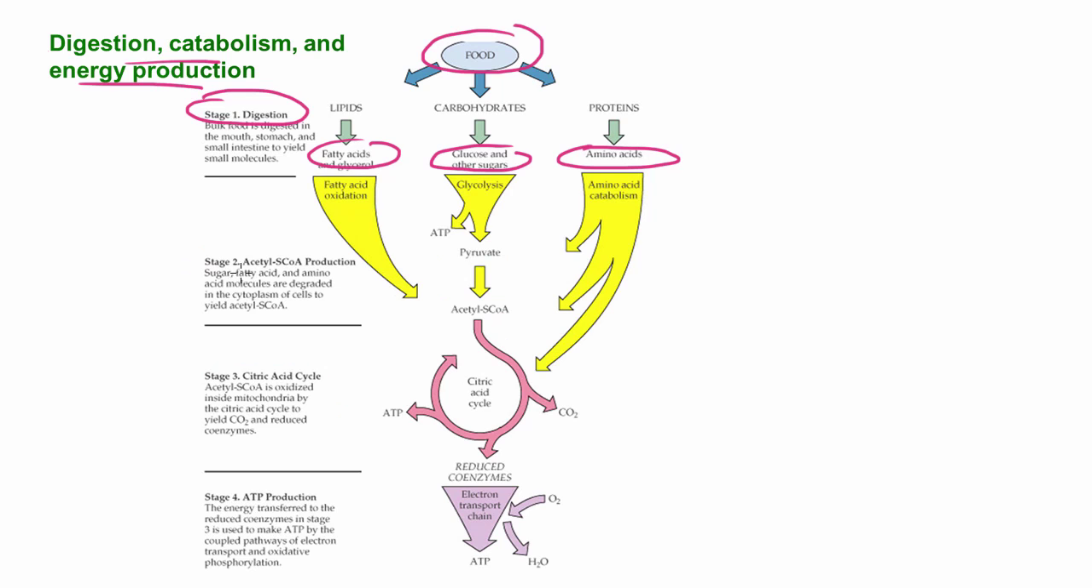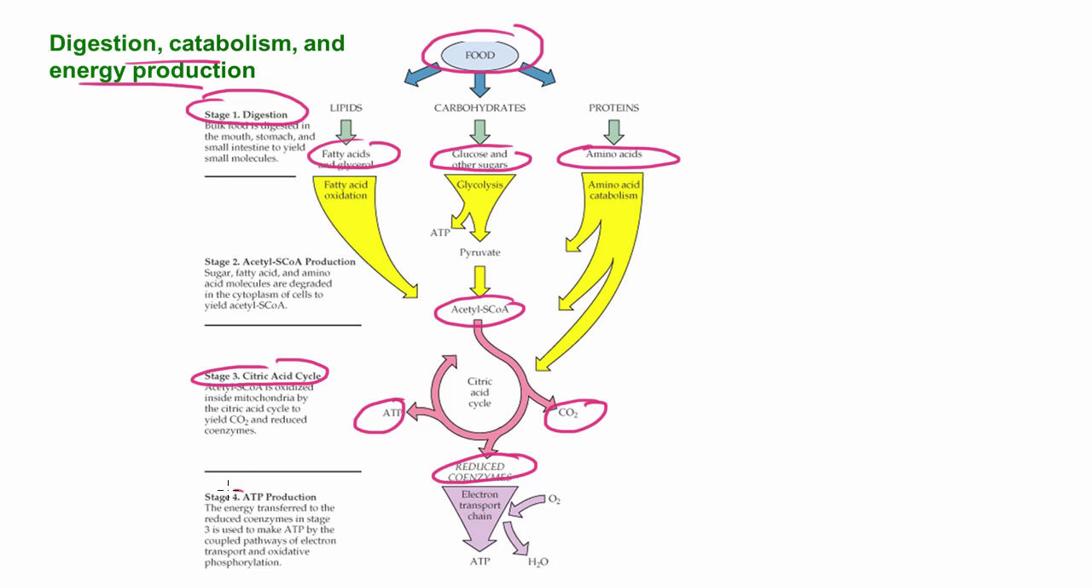So in stage 2, we have acetyl coenzyme A production. Our sugars, our fatty acids, and our amino acid molecules are degraded further in order to yield acetyl coenzyme A. In stage 3, we have the citric acid cycle. Acetyl coenzyme A is oxidized, and this takes place in the mitochondria, by the citric acid cycle to yield carbon dioxide, some reduced coenzymes, and ATP.